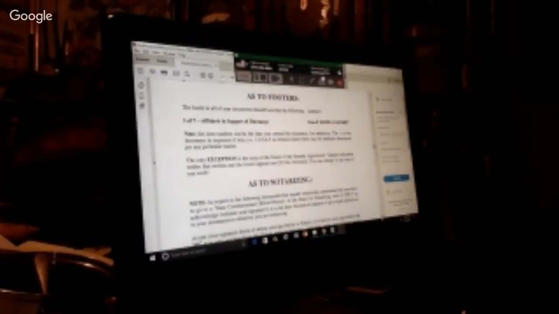So here we have one of 7 affidavits, and this one is called Affidavit in Support of Discharge. All right, this is an example. Item number 102509-1, ASD. What is ASD? Oh, it's Affidavit in Support of Discharge, ASD. And where did the number come from? They made it up. All right, they made it up.